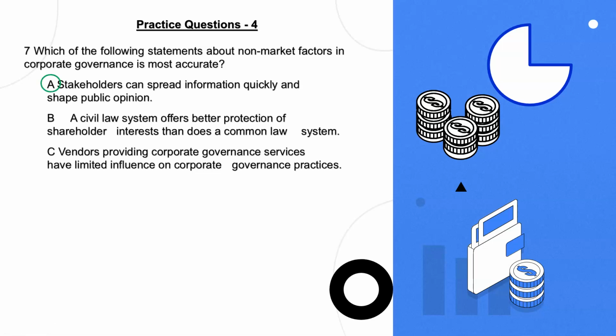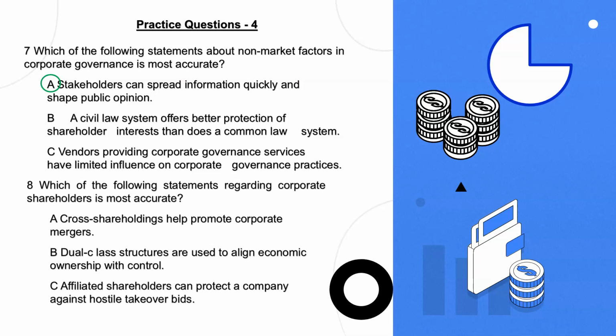the right answer. 8. Which of the following statements regarding corporate shareholders is most accurate? Again, the word most accurate is here. We are talking about corporate shareholders. Cross-shareholding helps promote corporate mergers. This has nothing to do with corporate shareholders. Dual class structures are used to align economic ownership with control.